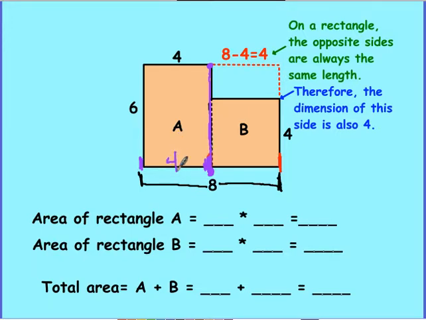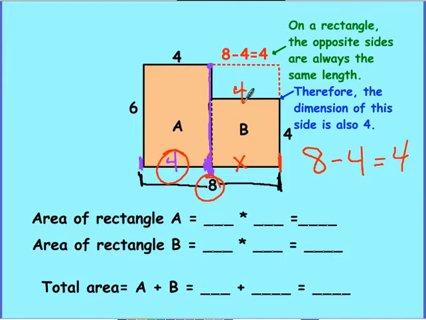Well, if this is 4 right here, then we know that this 4 plus whatever this is has to give us 8. So we can take that 8, subtract the 4 that's already used here, and we get 4. So we know that the length there is going to be 4.